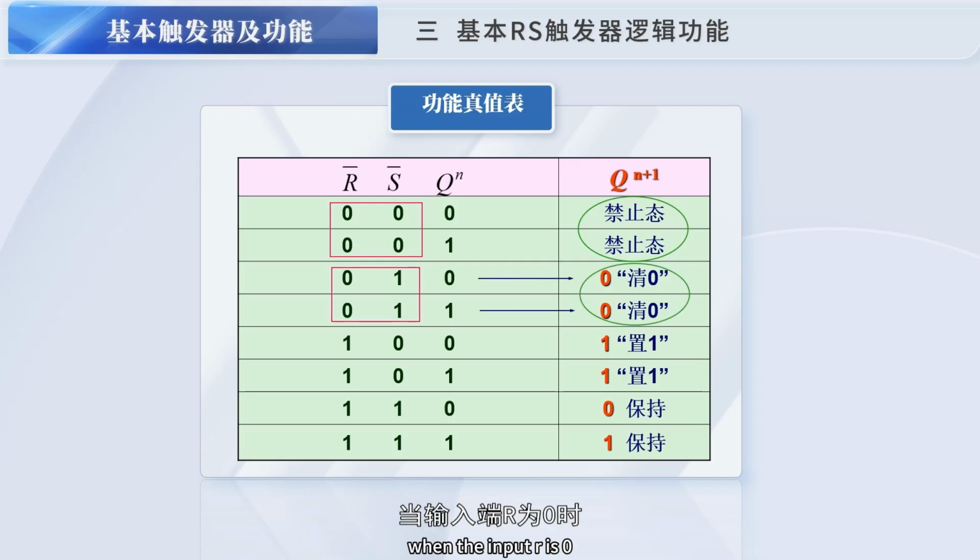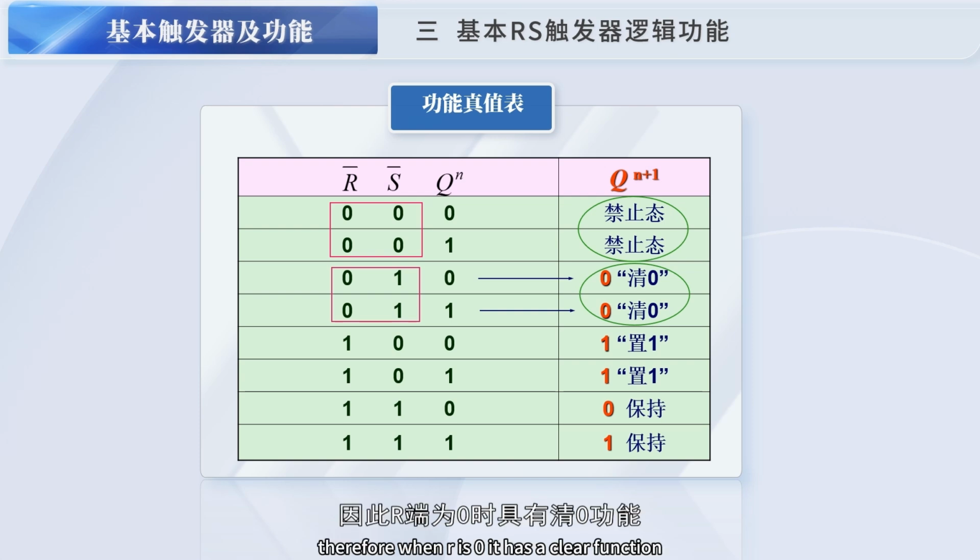When the input R is 0 and the two input states are different, regardless of the current output state, the next state is always 0. Therefore, when R is 0, it has a clear function.